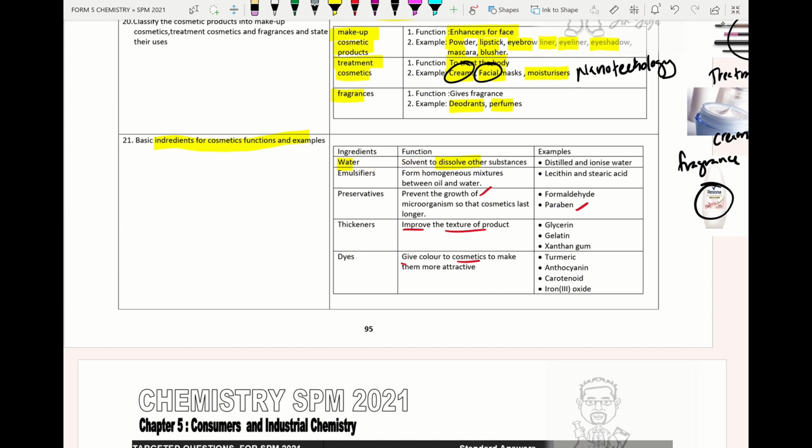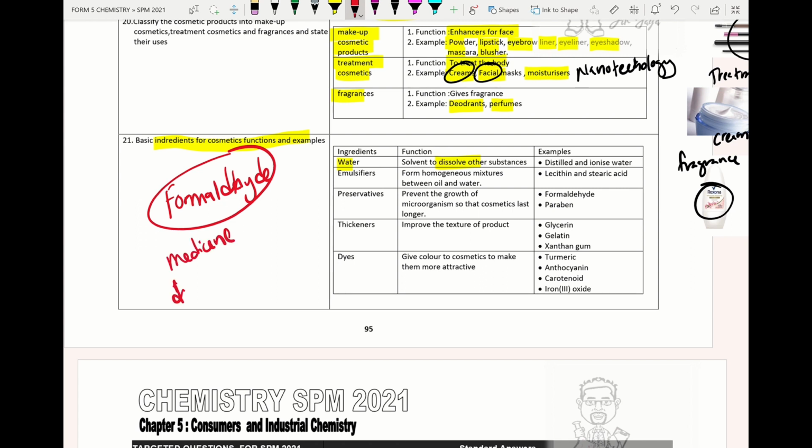These are the basic ingredients present in cosmetics. Please remember formaldehyde as a preservative. Formaldehyde is also used in medicine, under disinfectant.